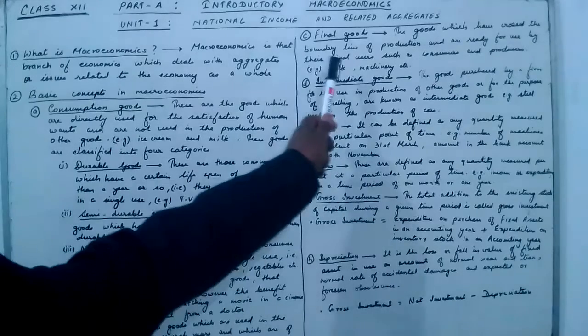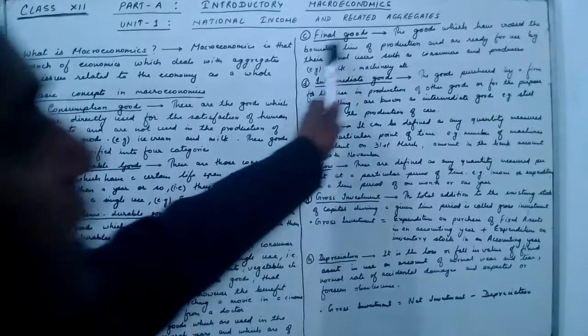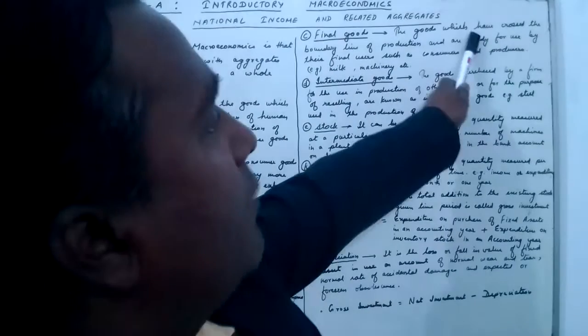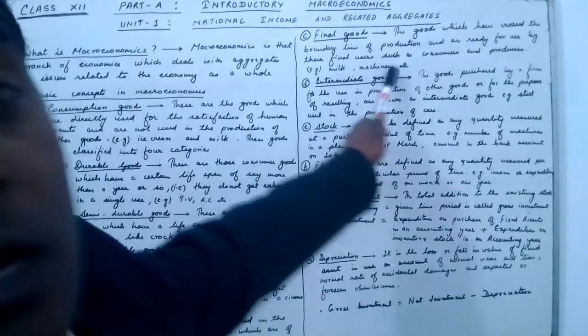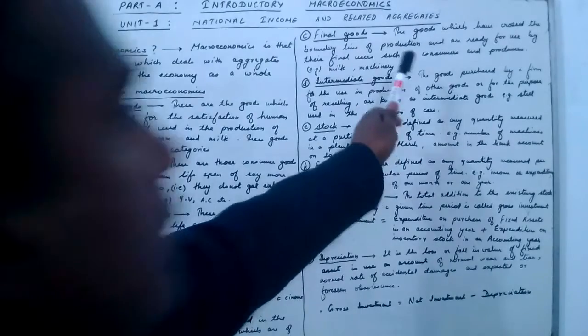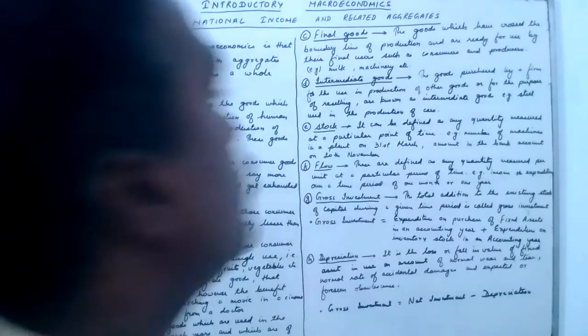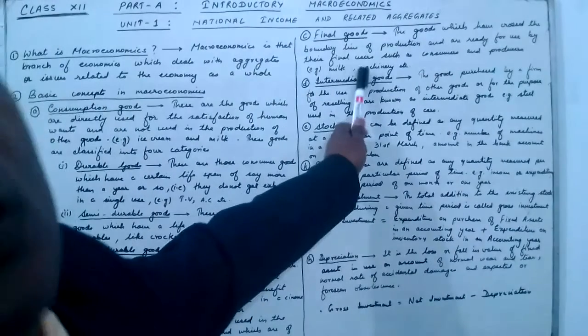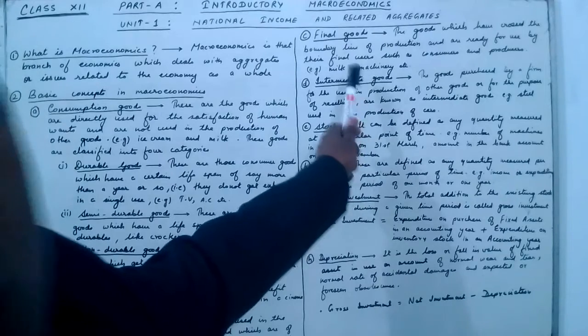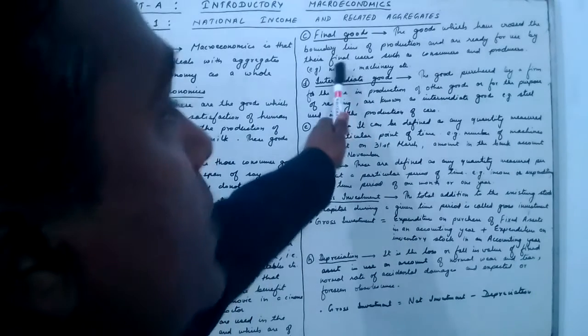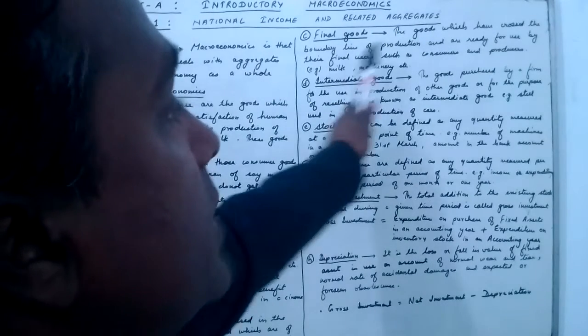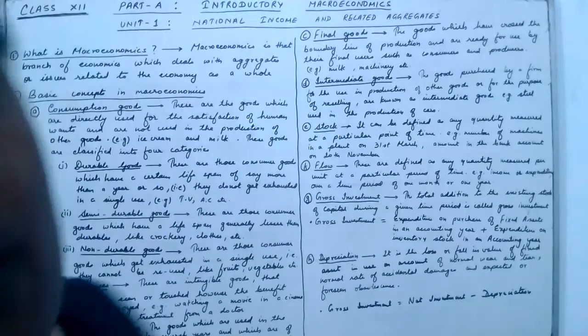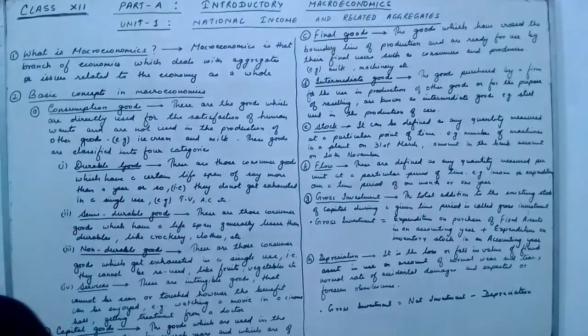Now the third topic is final goods. Final goods are the goods which have crossed the boundary line of production and are ready for use by their final users, that is the consumers. Consumers are the final users, and producers are also final users.